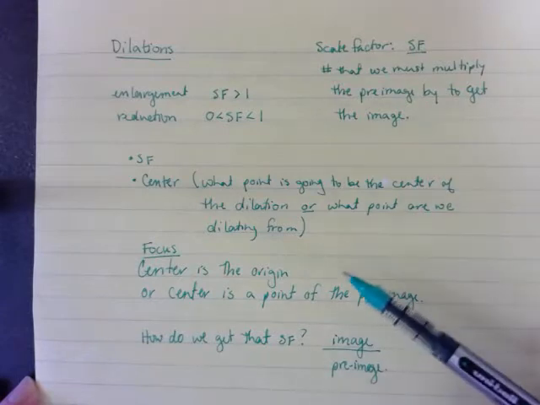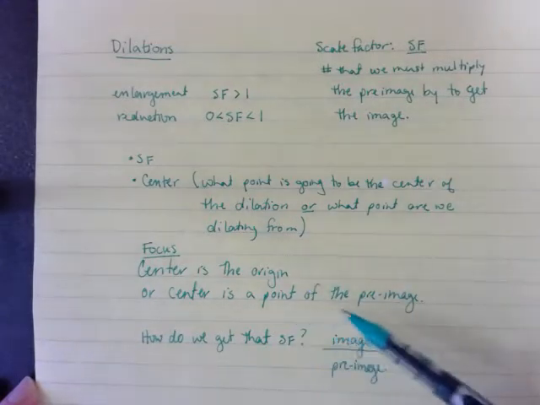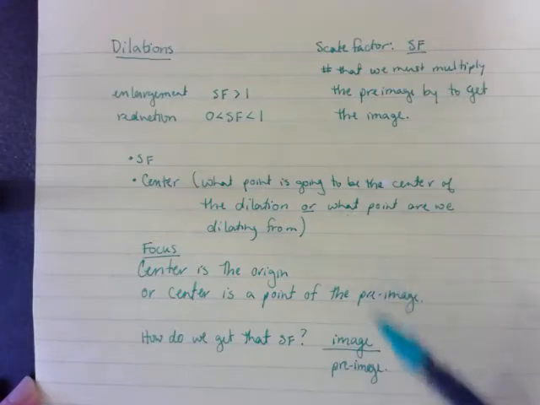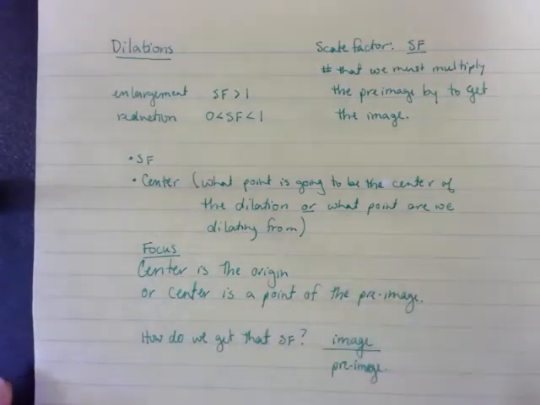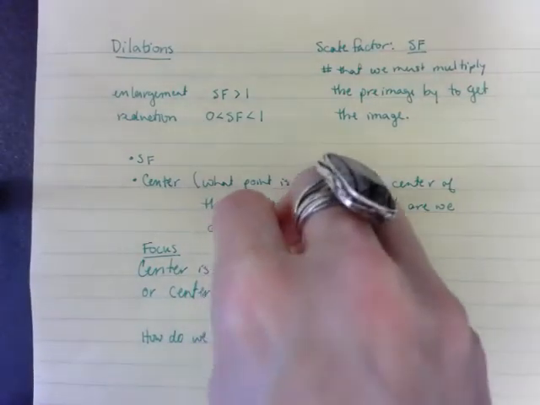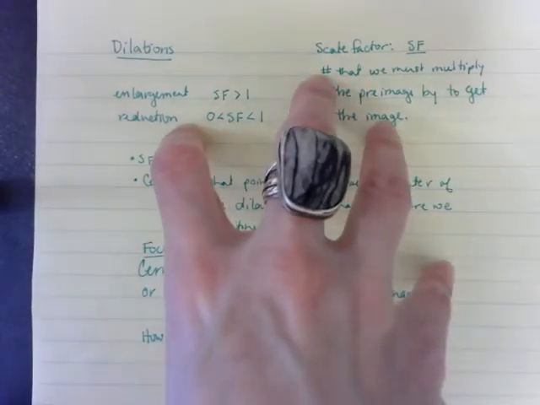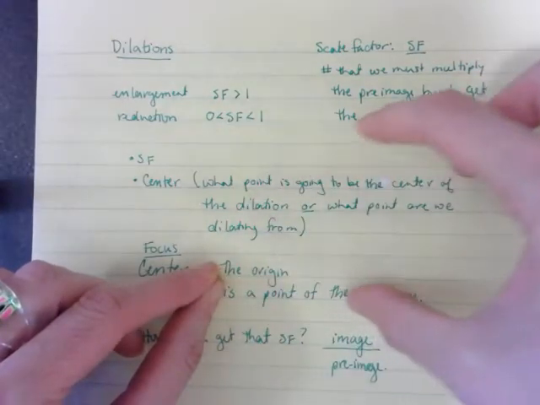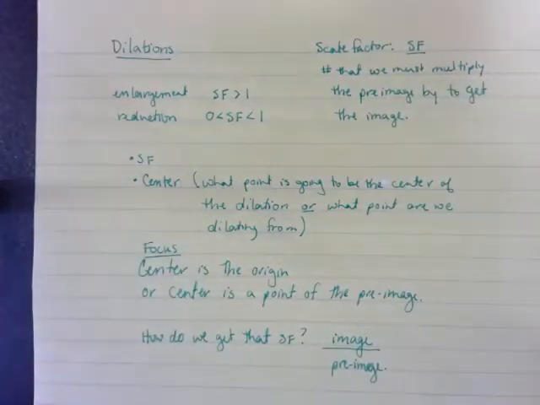Sometimes we can dilate from the origin, and sometimes we can dilate from a point on the preimage. What does that mean? Well, the point of dilation is either where you're going to dilate something from the middle and expand it out, or you can dilate from one point, expanding it this way. So we're going to talk about that right now by looking at a couple of examples.